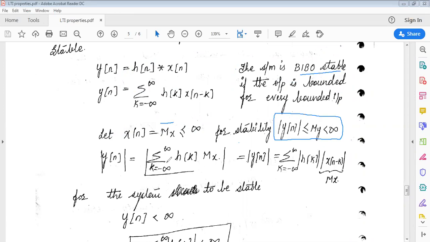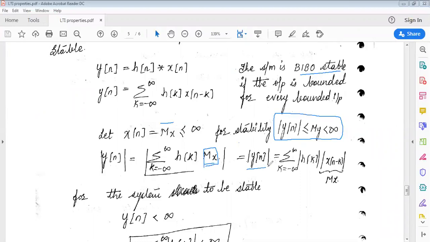Whatever input I have chosen, that is mx, I have just substituted in the convolution expression. So your y of n is summation of k varying from minus infinity to plus infinity, h of k into x of n minus k. I have chosen x of n to be mx, so x of n minus k will also be mx. Why? Because x of n minus k is just a shift of x of n. When you shift a signal, the strength of the signal will not change. So it will remain as it is.